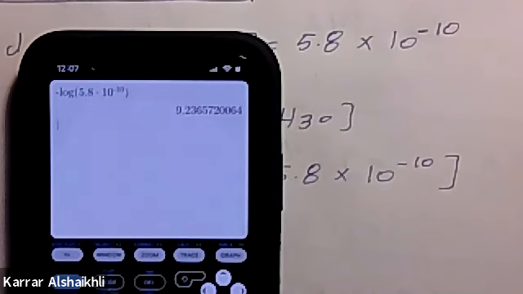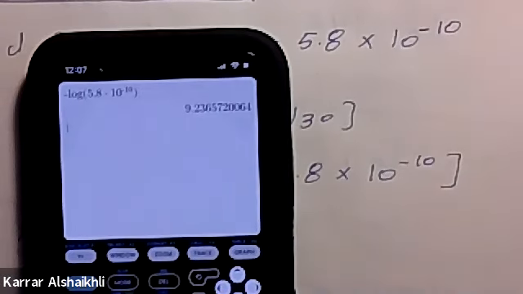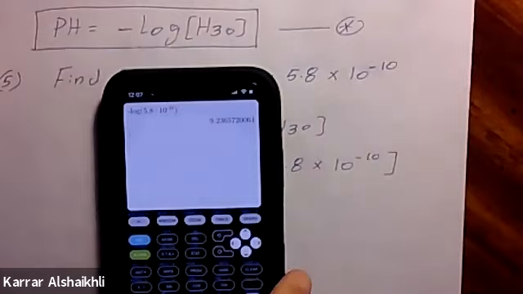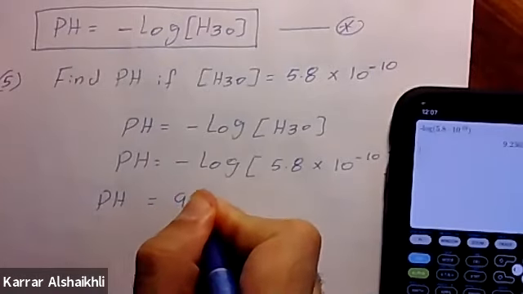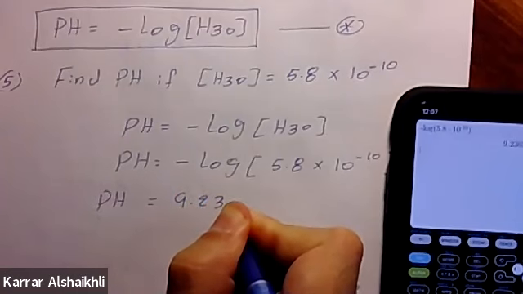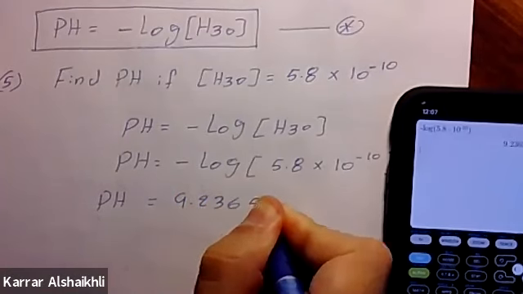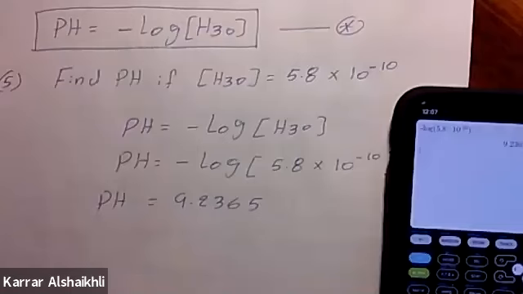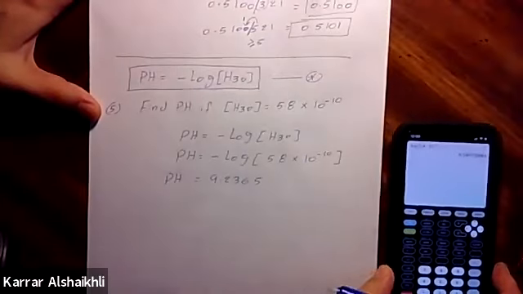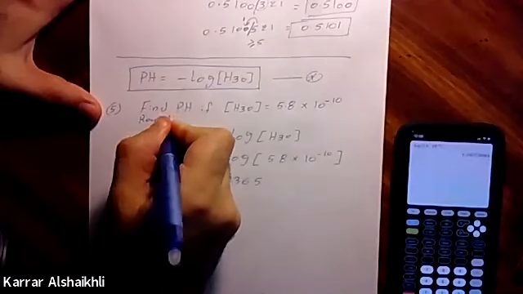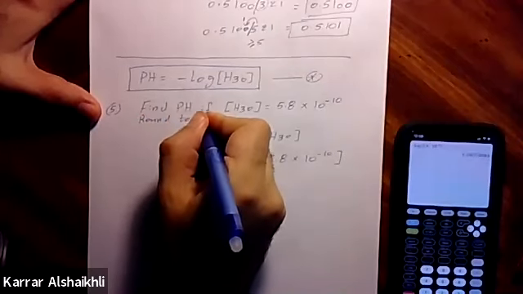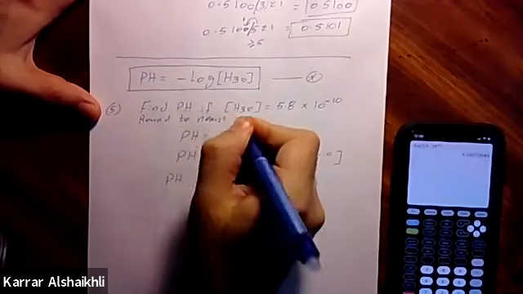So now the result is going to be 9.23, 9.2365. With this example, example 5 in the workbook, they ask you to round to the nearest tenth. Let's write down here, round to nearest tenth.